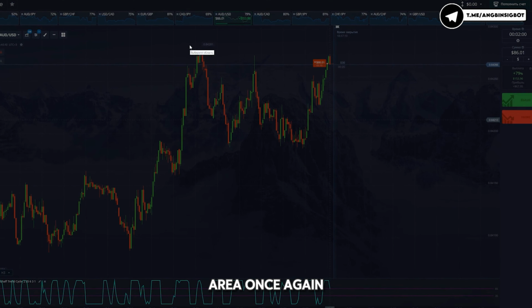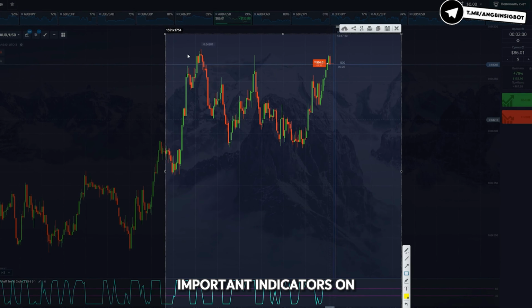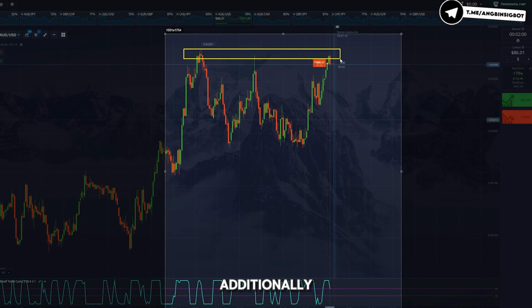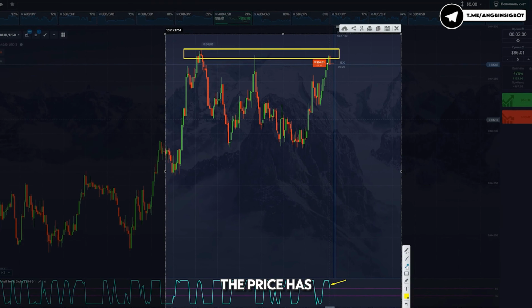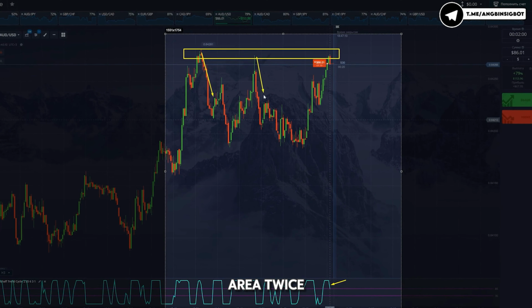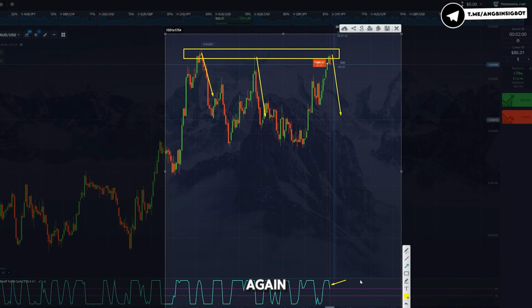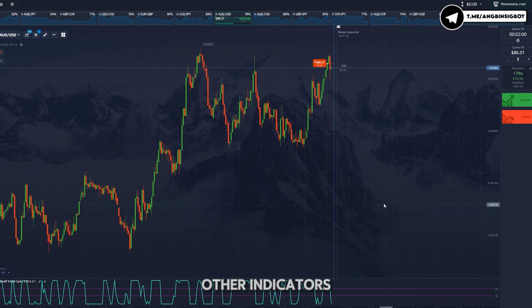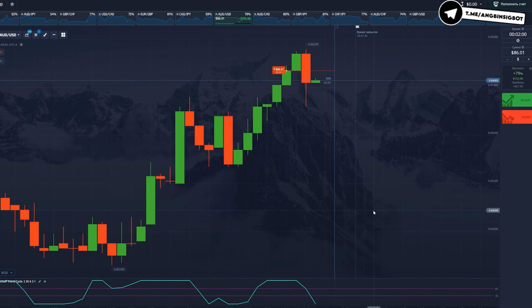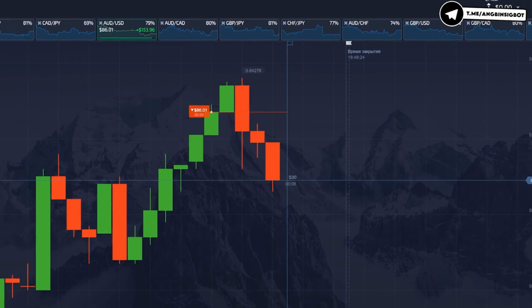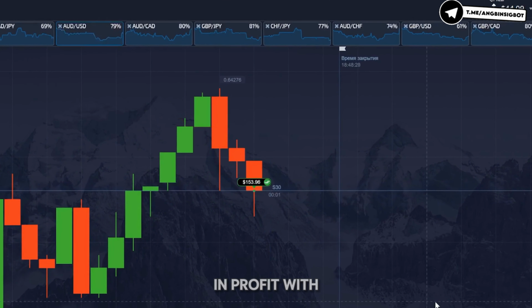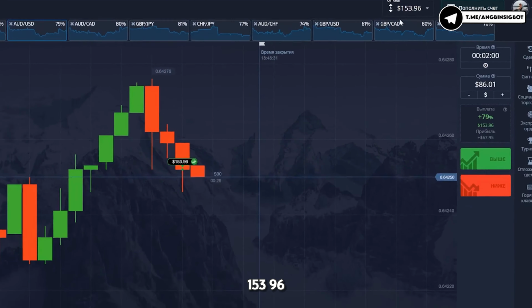Let's highlight the area once again and mark one of the most important indicators on it, the resistance zone. Additionally, we can see that the indicator has updated and provided a signal. Recently, the price has touched the designated area twice, and I assumed it would drop again. Therefore, friends, it is very important to analyze the chart in conjunction with other indicators. The deal closes in profit with my balance at $153.96.